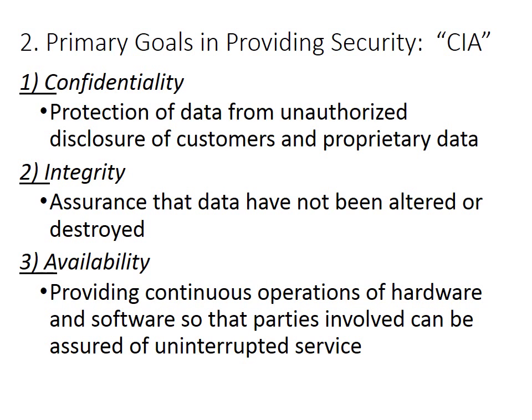CIA are the primary goals in providing security. Confidentiality is protection of data from unauthorized disclosure of customers' and proprietary data. Integrity is assurance that data have not been altered or destroyed. And availability is providing continuous operations of hardware and software so that parties involved can be assured of uninterrupted service.